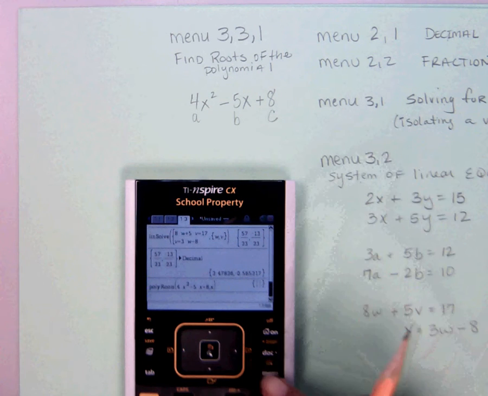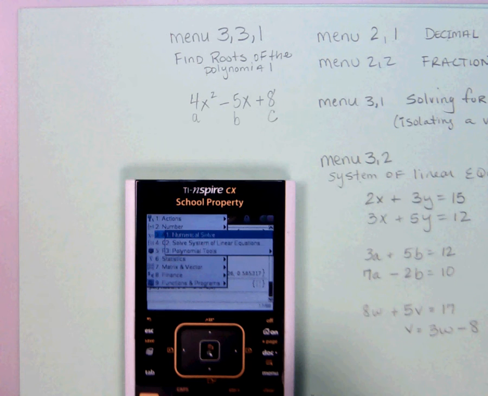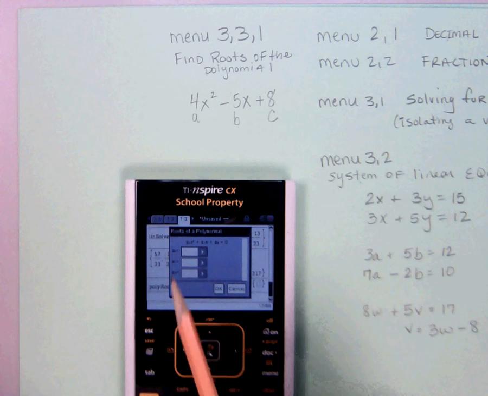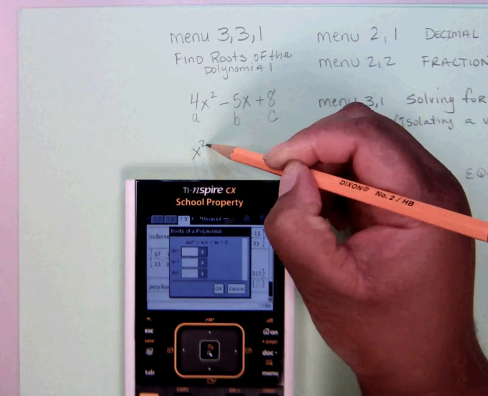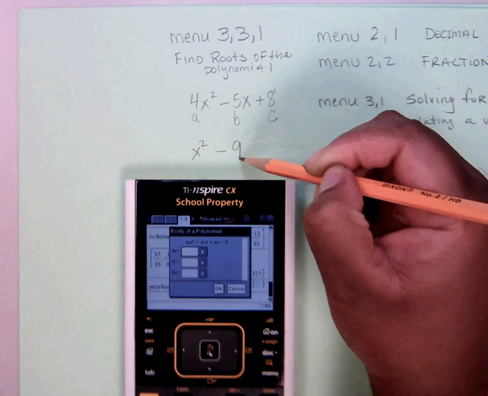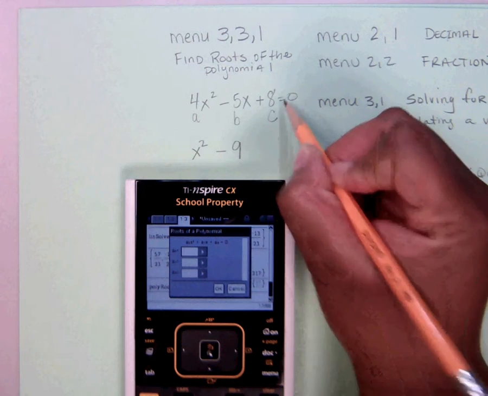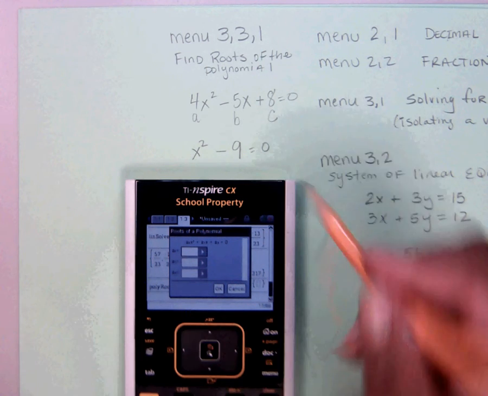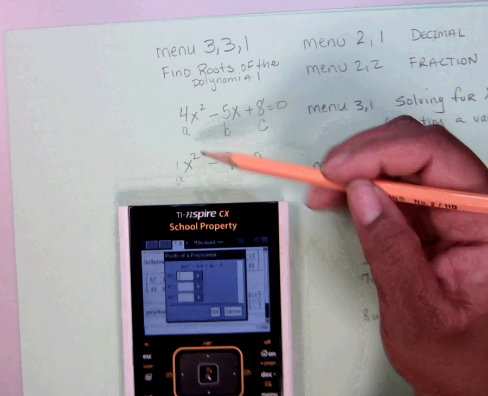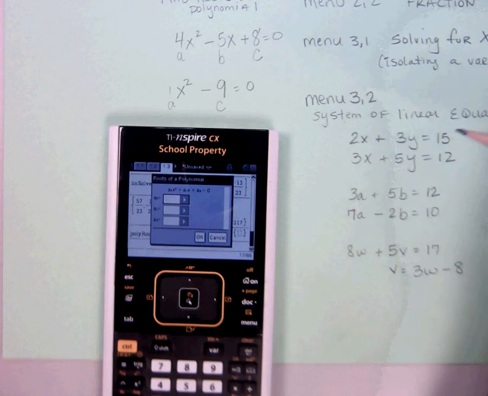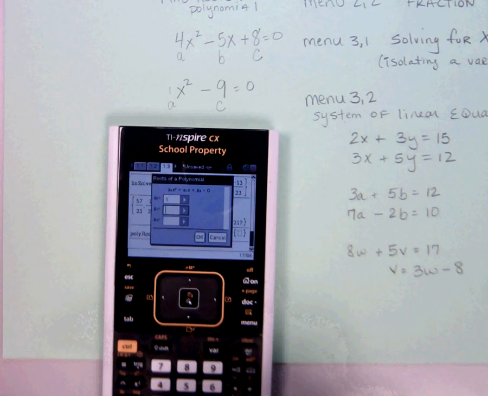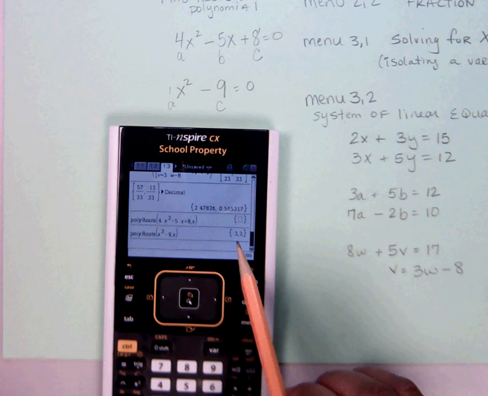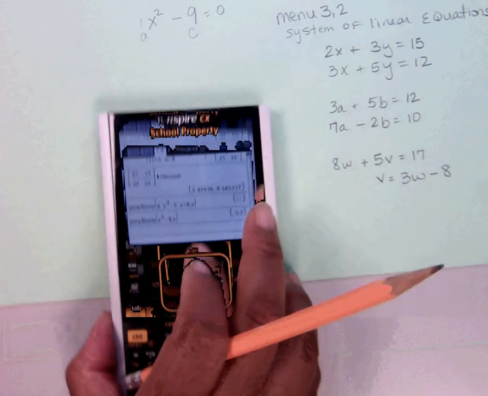Let's do another one. Menu 3, 3, 1. Okay, that's what I want. Enter. And let's do x squared minus 9. And don't forget, all of these have to be equal to 0. So if you don't see the equals 0 part and everything is on one side, then it's ready to go. So A is 1 for this. I don't have a B, but I do have a C. And so I put in 1. I don't have a B, and C is -9. And there are my roots. So -3, 3.